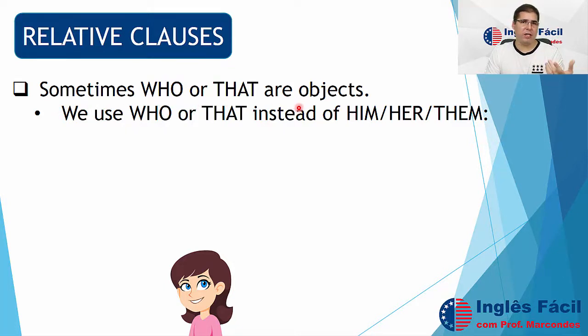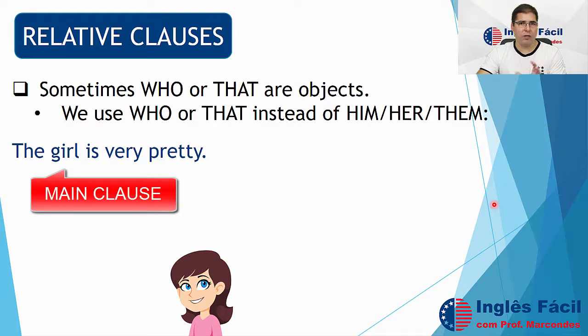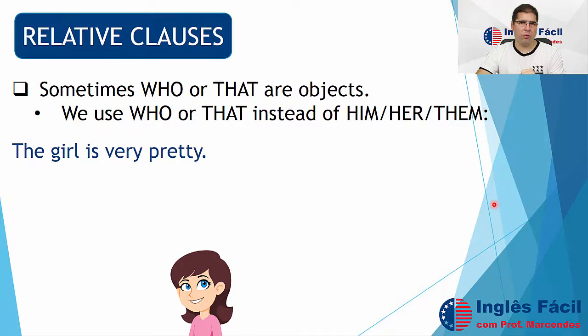Now, sometimes who or that are objects, okay? So we have to pay attention at the clause to see if this who or that is replacing a subject or an object. Let's take a look. It's easier to see it in an example, okay? So, in these cases, we are going to use who or that instead of him, her, or them, okay? So here, all object pronouns, him, her, or them. Let's take a look. Now, the girl is very pretty. Again, this is our main clause, our main sentence.